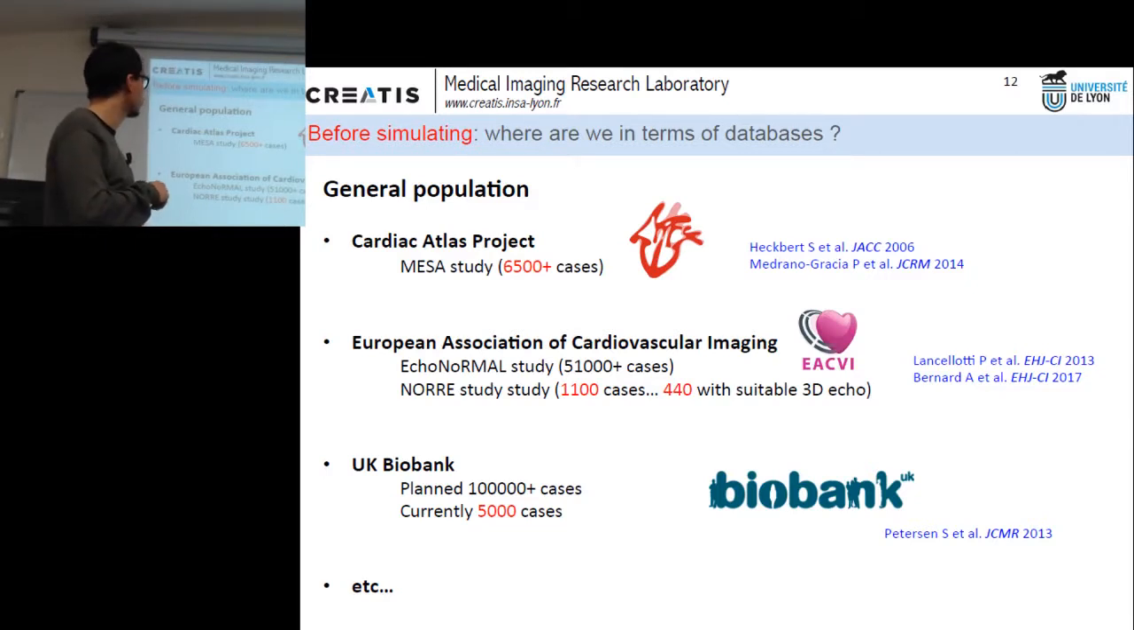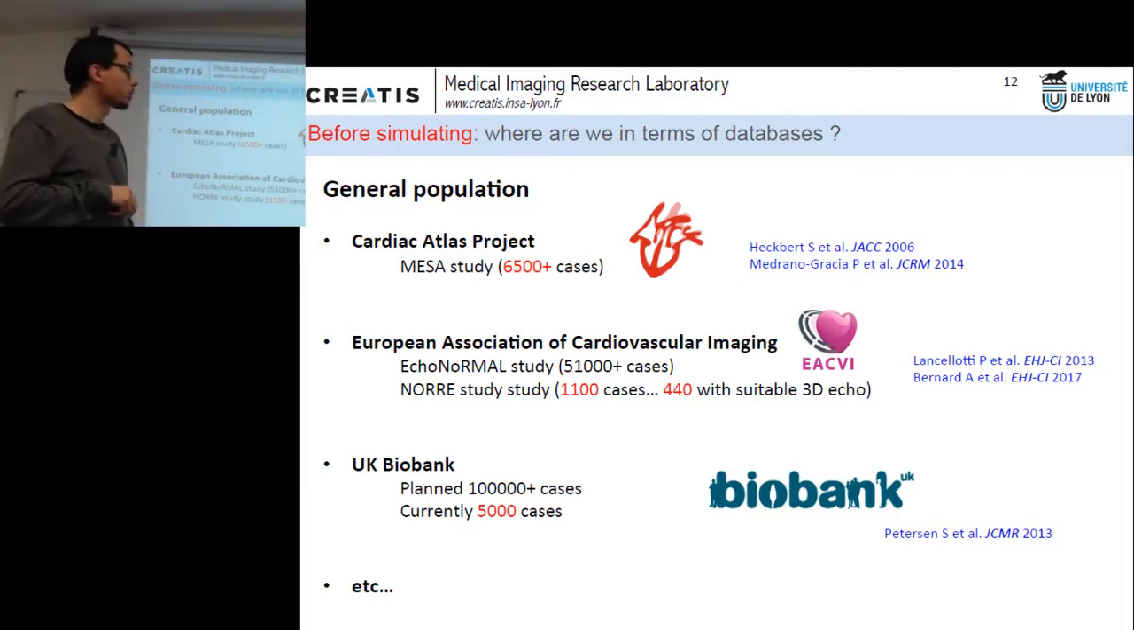So for the general population, like people acquired, suppose healthy, to see where the disease arrives, I've put three examples, but I'm sure there are others. So I like the Cardiac Project Initiative from Auckland in New Zealand, because they have access to many databases, among which there is the MESA study, like thousands of cases. And it's shape data, several modalities. For the moment, they're doing lots of shape statistics on this.